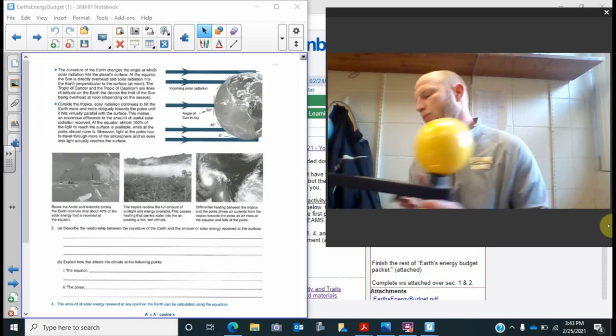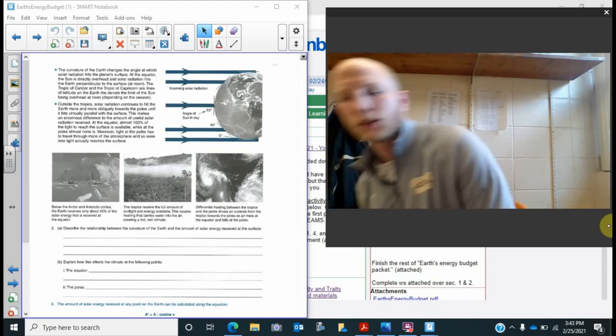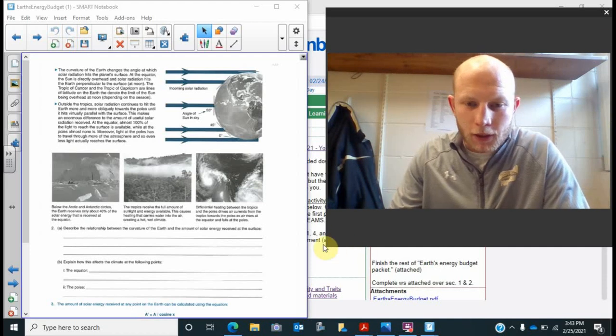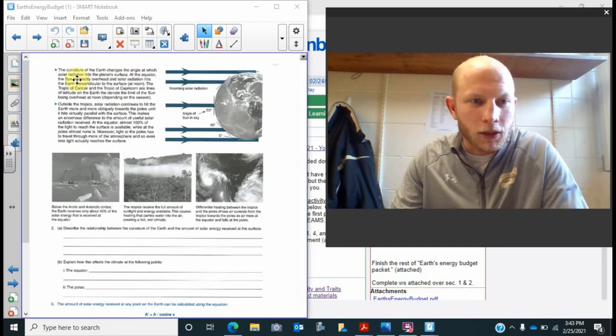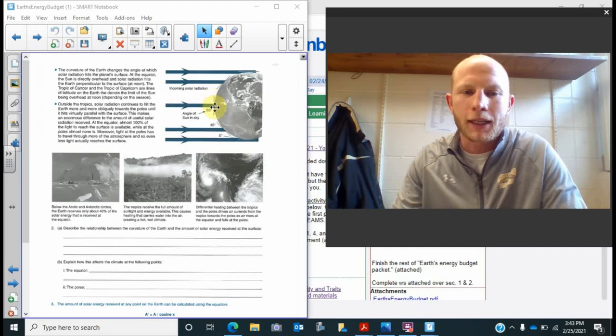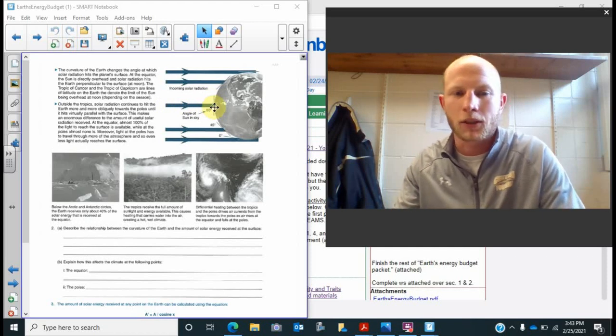So let's talk a little bit more about that. Okay. So if we take a look right here, it says the curvature of the Earth changes the angle at which the solar radiation hits the surface. So if we see right here, it talks about the Earth's perpendicular to the surface at noon. So that means that as this direct ray of sunlight comes in and smack, it hits the equator here, it's hitting it at a very direct angle and making it at a 90-degree angle or a perpendicular angle.